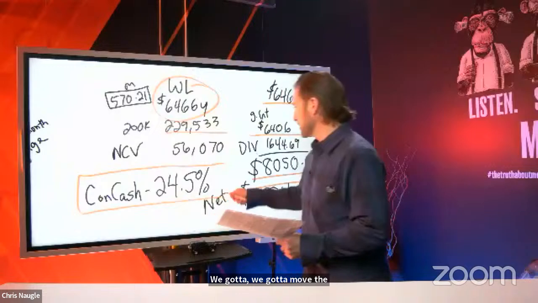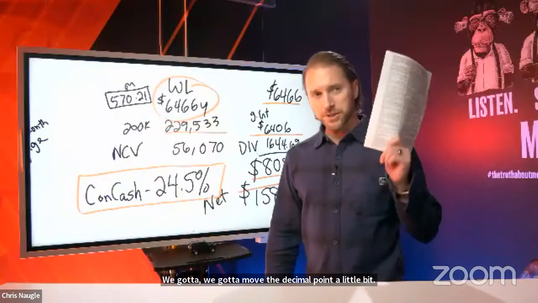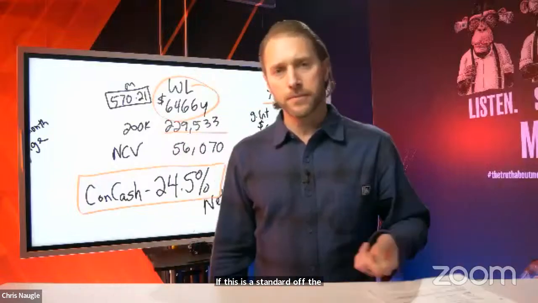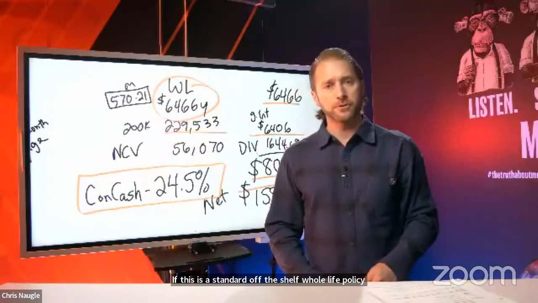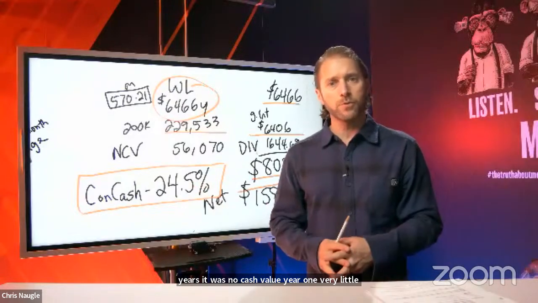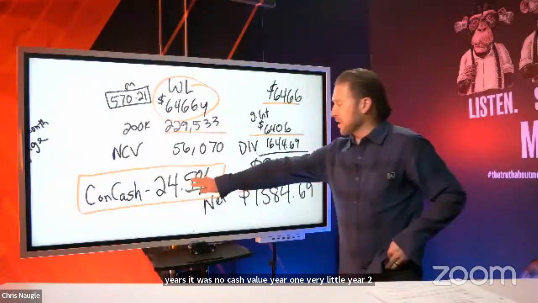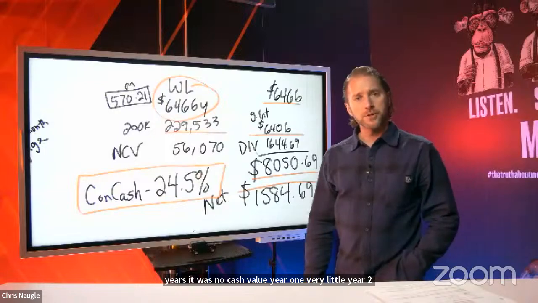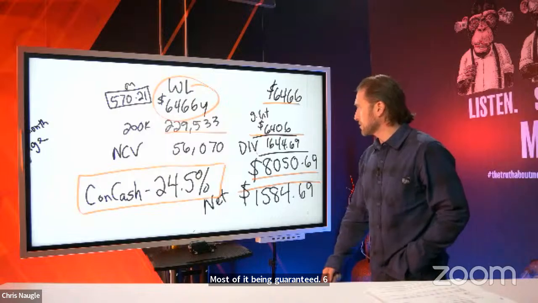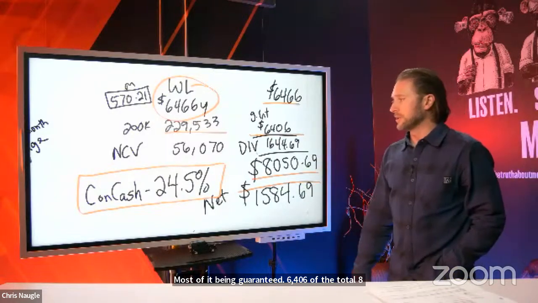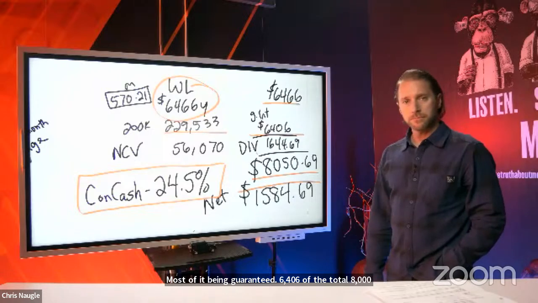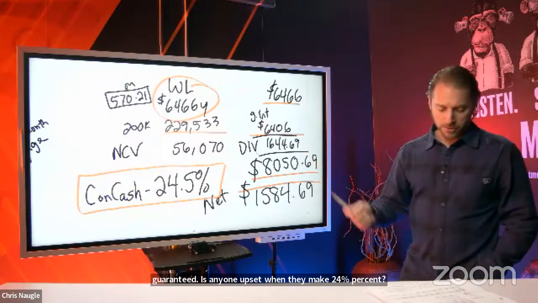Okay, so folks, let me just ask you this. If this is a standard off-the-shelf whole life policy in its 9th year, now this policy sucked in the early years. It was no cash value year 1, very little year 2. So again, it's nothing like what we do, but how many of you would love to earn 24.5% on your money? Most of it being guaranteed, 6,406 of the total 8,000 guaranteed. Is anyone upset when they make 24%? Anyone?